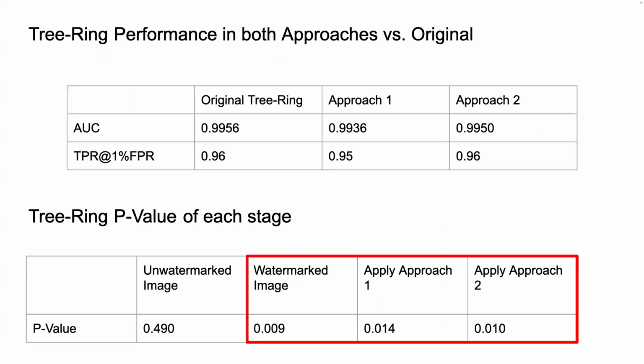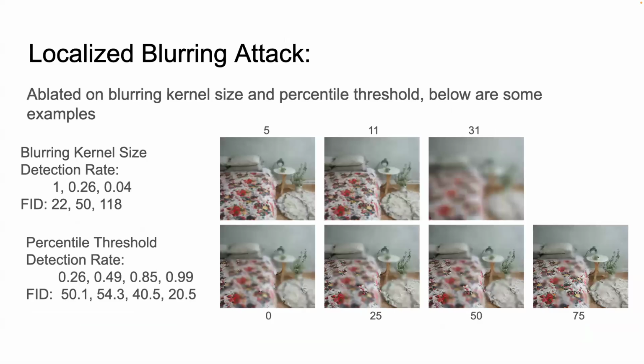On this slide, we examine the detectability of Tree-Ring under different scenarios. First, we see that under both approaches, the Tree-Ring watermark is unaffected by the modifications from StegaStamp. However, we were expecting approach 1 to make the Tree-Ring watermark undetectable. The only slightly worse p-value for approach 1 shows that StegaStamp does affect the latent space, but not as much as we initially expected. So on to the results for localized blurring attacks.